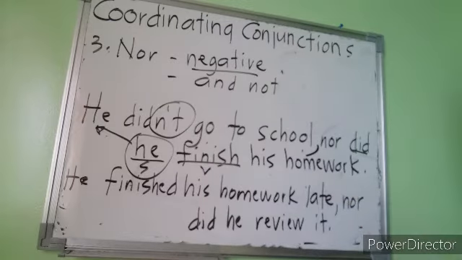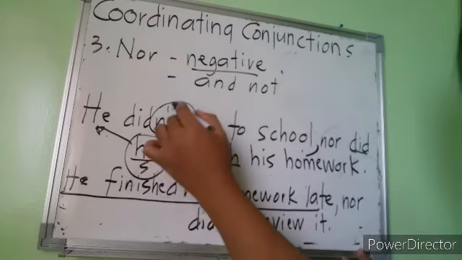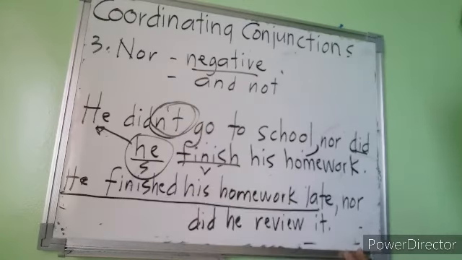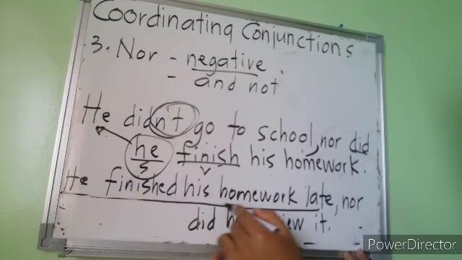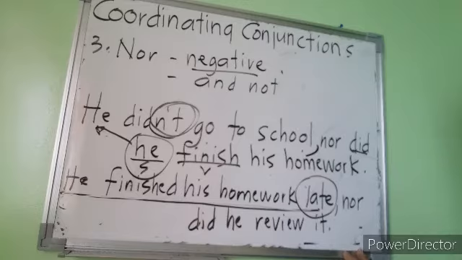And then the second example, he finished his homework late, nor did he review it. Now, the first sentence doesn't have the word not, right? However, if you look at this sentence here, this is still negative. Why? Because late. And here, the second sentence, nor did he review it. So here also is a negative state.